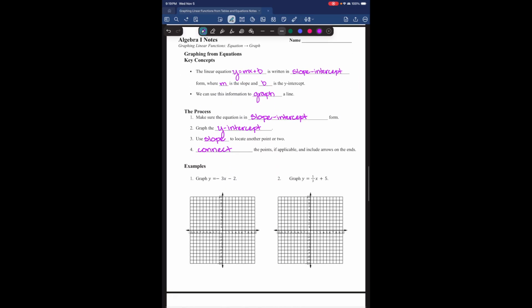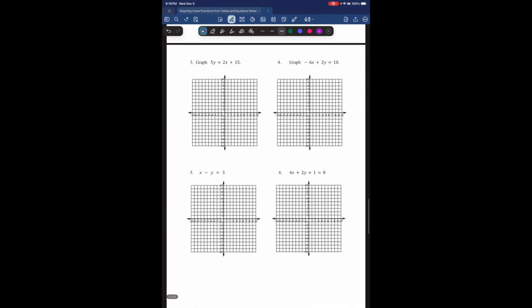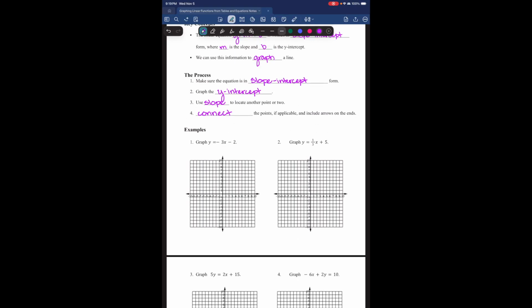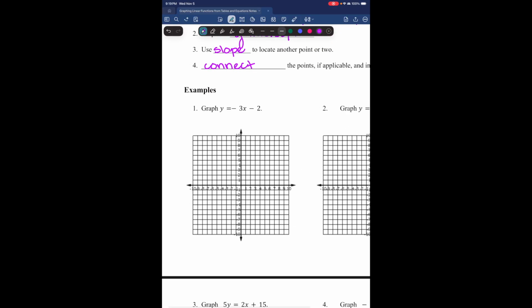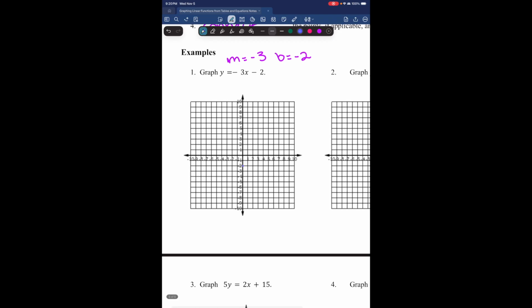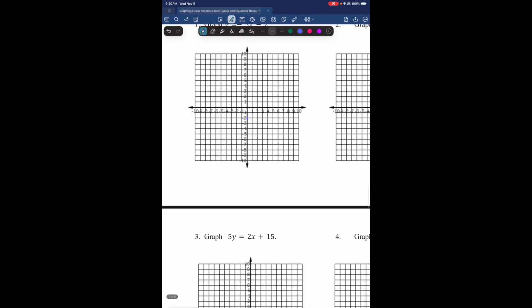All right, so I'm going to do graph 1 and graph 2, and then you're going to do 3, 4, 5, and 6, and check with the key on Schoology. For graph 1, I know my slope is -3 and my intercept is -2, so -2 is where I'm going to start. I like to make a quick little table if I have a little bit of space.